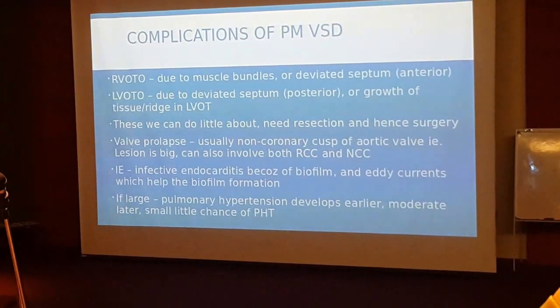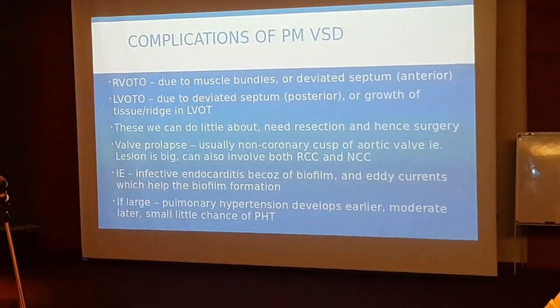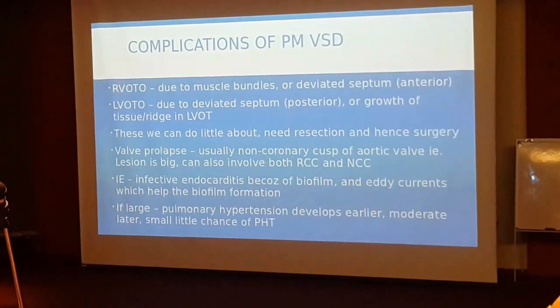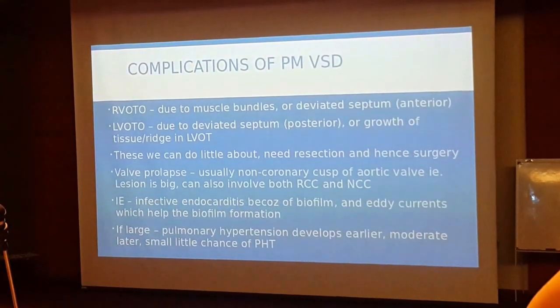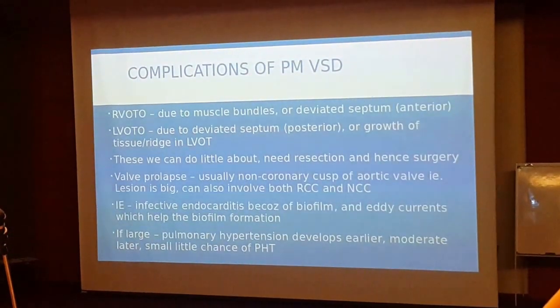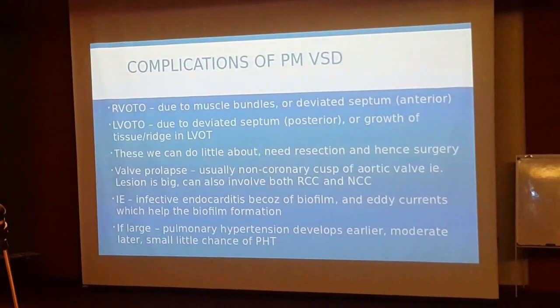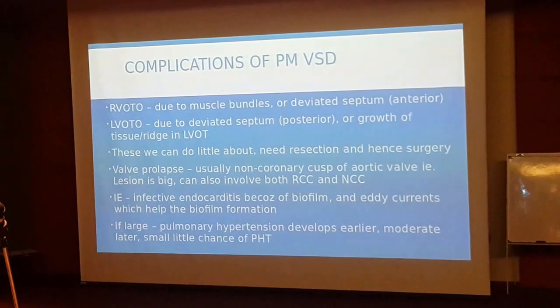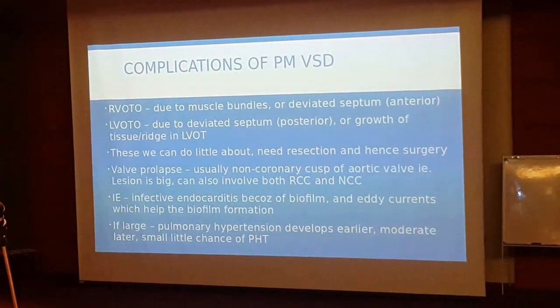And then thirdly, they can have valvular prolapse as well. Usually in the perimembranous region, the valve which is closest to the perimembranous defect is the non-coronary cusp. So that prolapses. And if you see a prolapse of the non-coronary cusp, then it indicates that it's actually a very large defect.